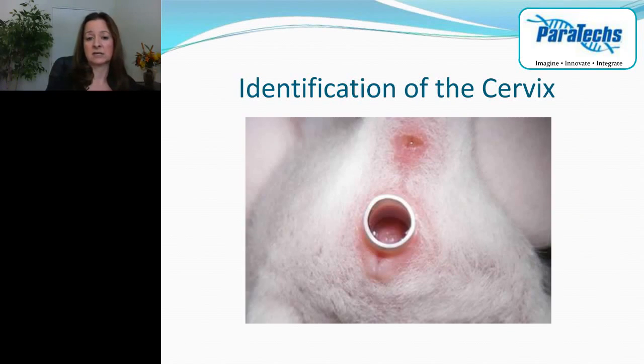On the next slide, you can see a close-up of a CD1 mouse with the larger of the 2 NSET specula inserted. Hopefully you can see the cervix in there, and there's a small depression in the center, and that is what you would aim the NSET device at. Next, a video presentation of the procedure will be shown.